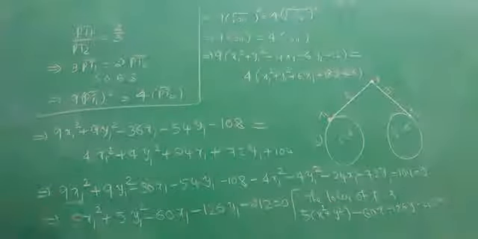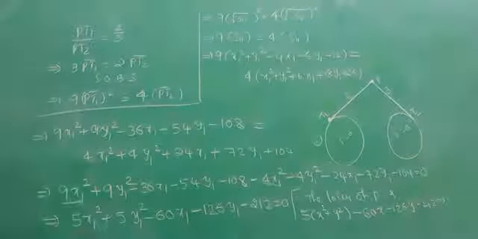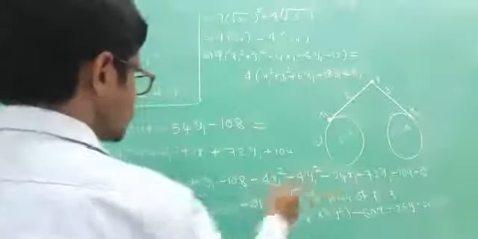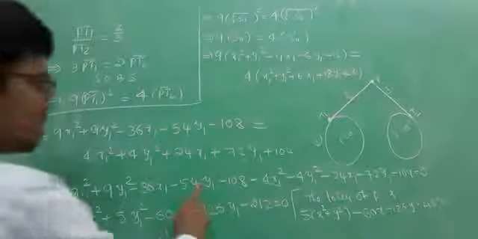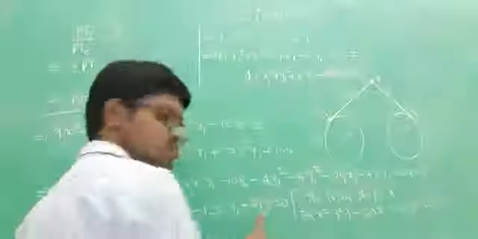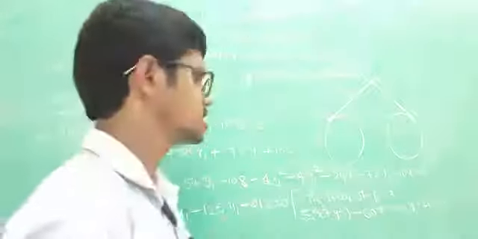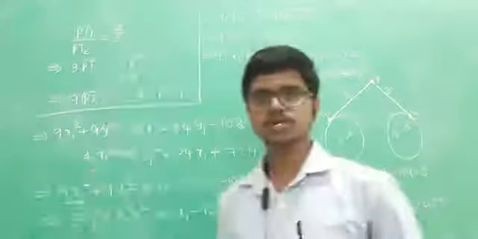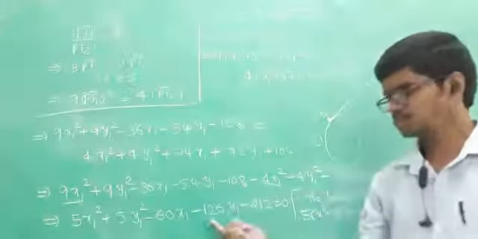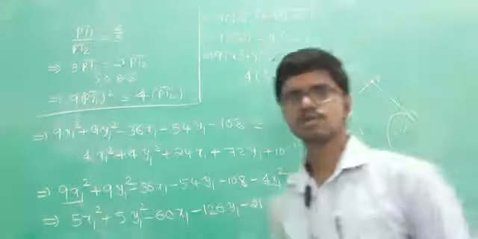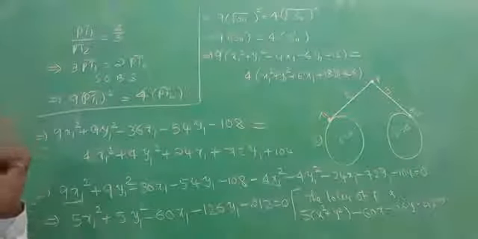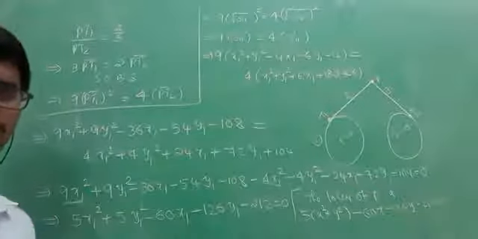See, 9x1 square minus 4x1 square is 5x1 square. 9y1 square minus 4y1 square is 5y1 square. Minus 36x1 minus 24x1 is minus 60x1. Minus 54y1 minus 72y1 is minus 126y1. Minus 108 minus 104 is minus 212. So therefore the locus of P is 5 into x square plus y square, minus 60x, minus 126y, minus 212, equal to 0. So this is how we have to find the equation of the locus of P. Okay.